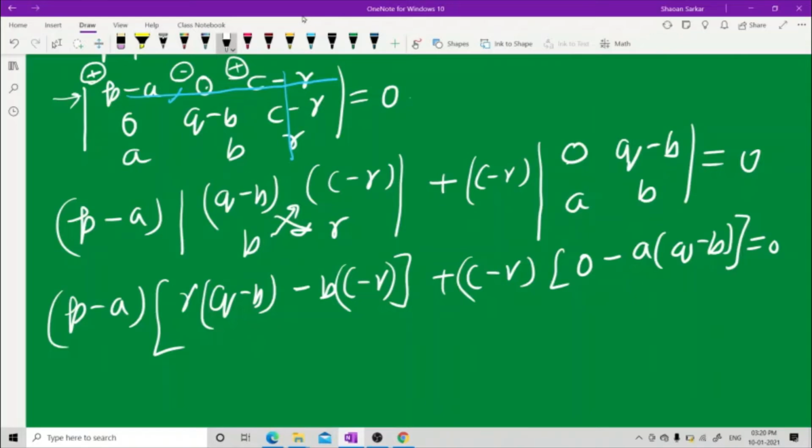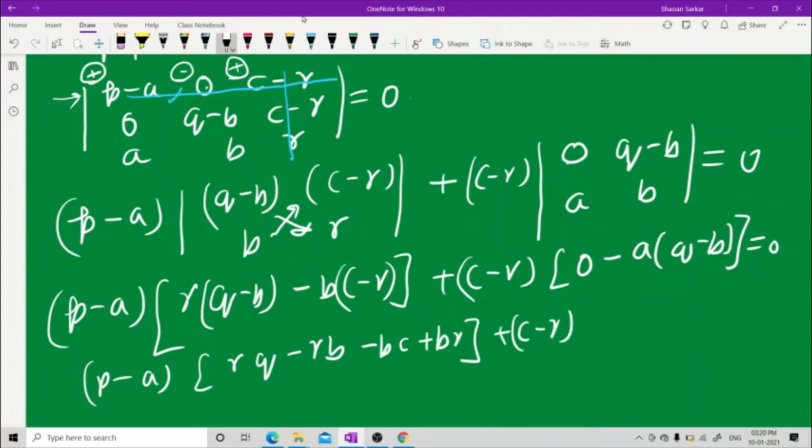Now try to solve this. P minus A times RQ minus RB minus BC plus BR, plus C minus R, then you have minus AQ. So take A here and interchange the sign: B minus Q equal to 0. This will do the job. Let me write this A properly. Now you have the cancellation this way.